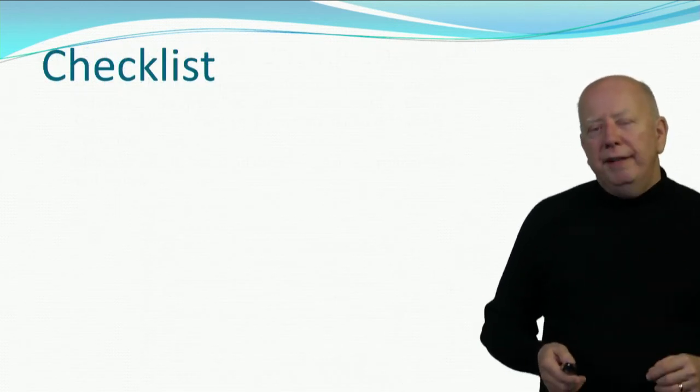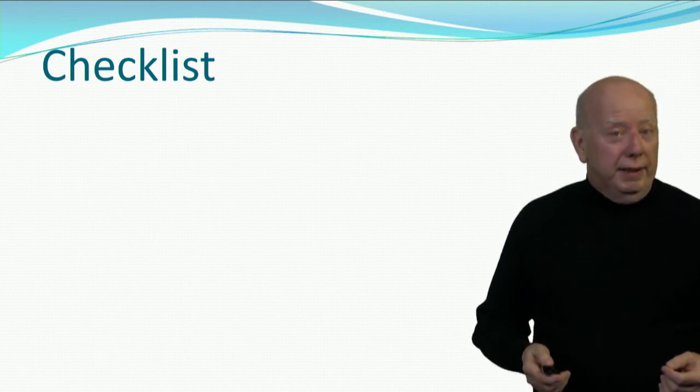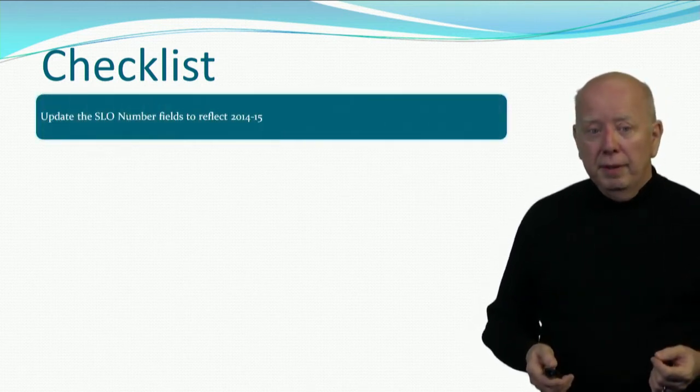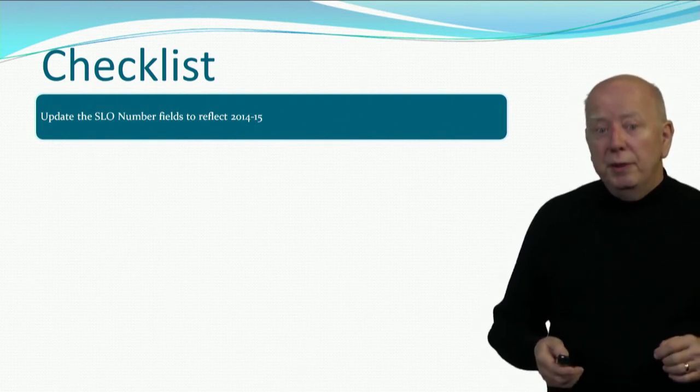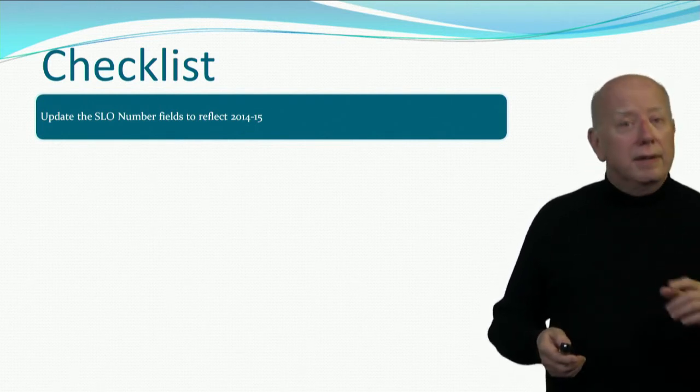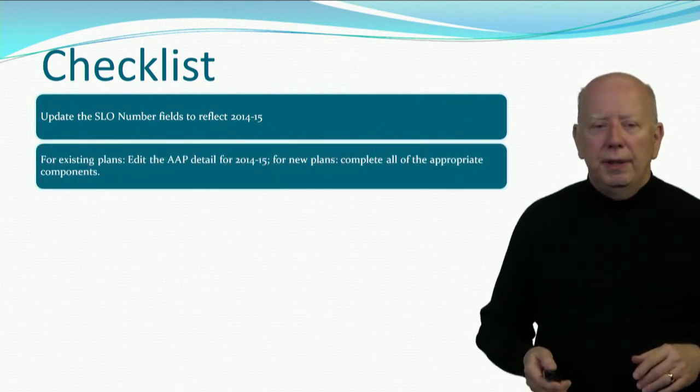So let's review what we've talked about today. This is a little checklist for you to go through. First of all, update the student learning outcome numbers to reflect 2014-15. Okay, that's something that our system will not do. You have to do that manually.